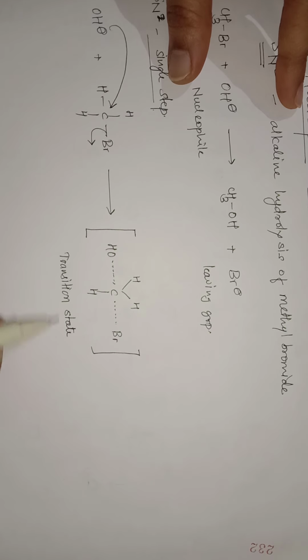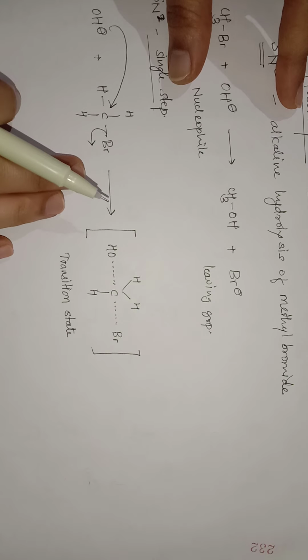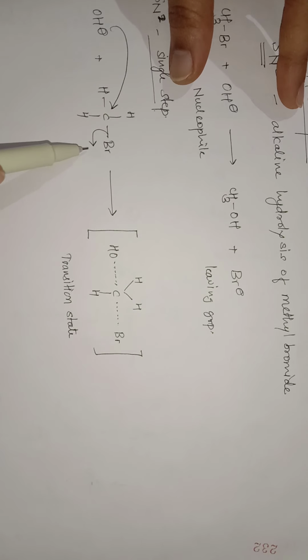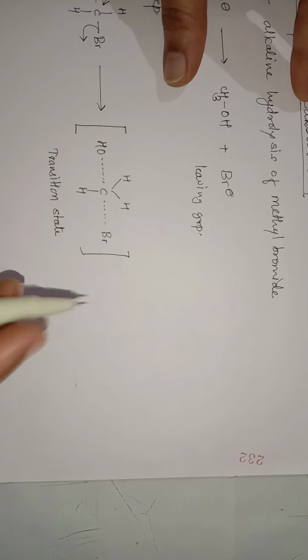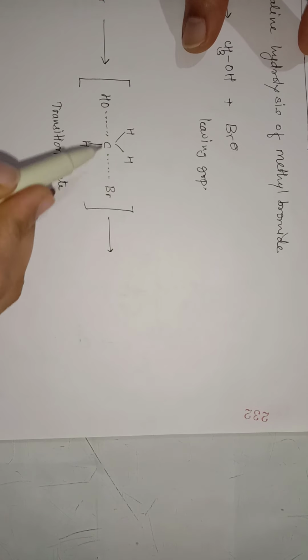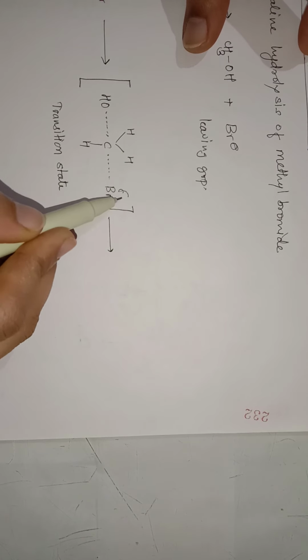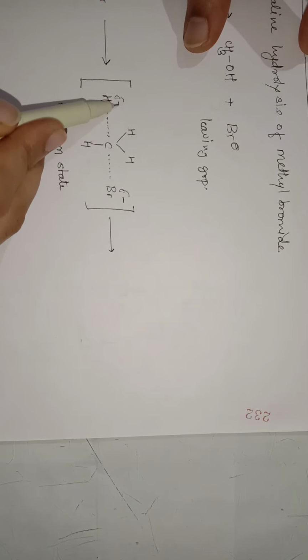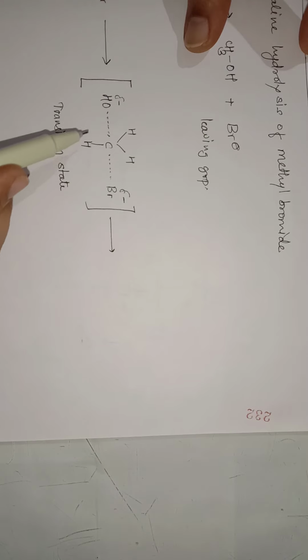There was no such state formation in the SN1 reaction because it was a two-step reaction. The first was formation of carbocation and the second was attack of the nucleophile. But in this SN2 reaction, the attack of the nucleophile and the departure of the leaving group take place in the same step. Here you can see Br carries a delta minus charge, since its electronegativity is more than carbon. Also this OH carries a delta minus charge, and on this carbon there will be a partial delta plus charge.